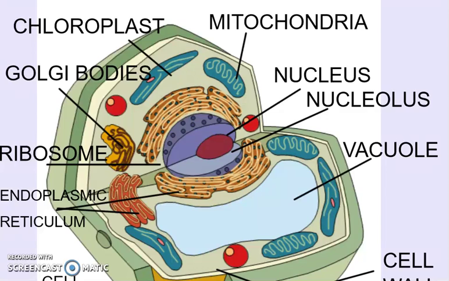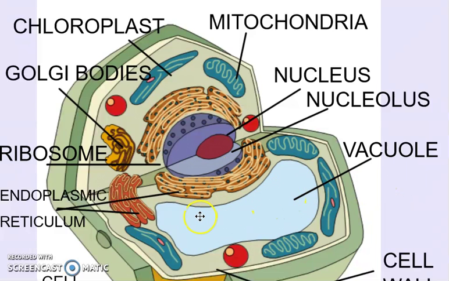This is a plant cell. So again, we're looking at some different parts here. You've got the chloroplast up top. There are some Golgi bodies, just like in the animal cell. The smooth and rough endoplasmic reticulum again. You've got the mitochondria up at the top. The nucleus and nucleolus, same as the animal cell. You've got ribosomes all throughout there.